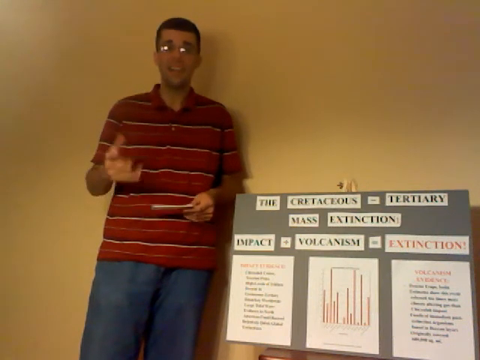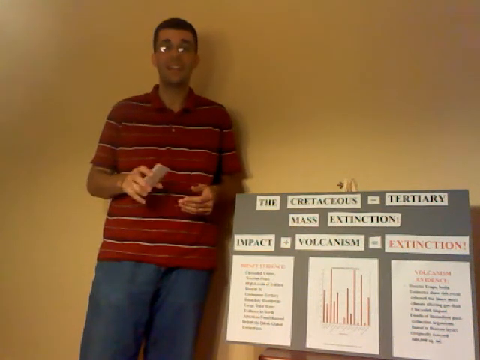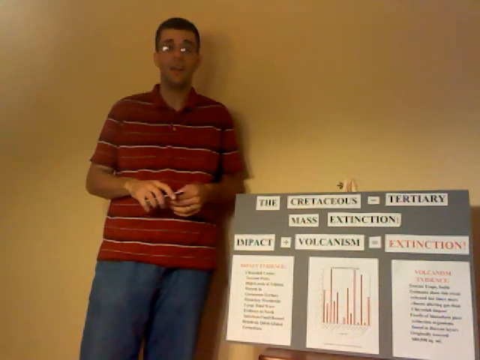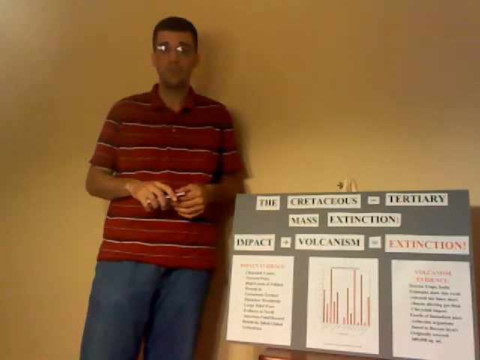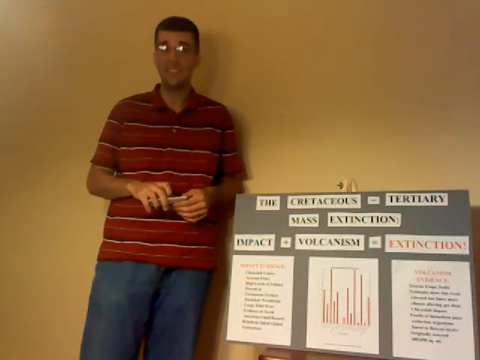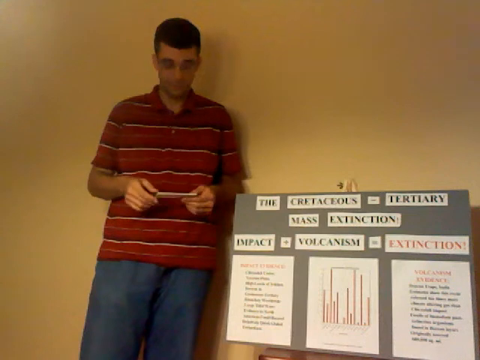But perhaps the scariest thing about the Deccan Traps is the fact that the Deccan plume is still active today. It currently lies under the island of Reunion, which is about 585 miles east of Madagascar in the Indian Ocean.